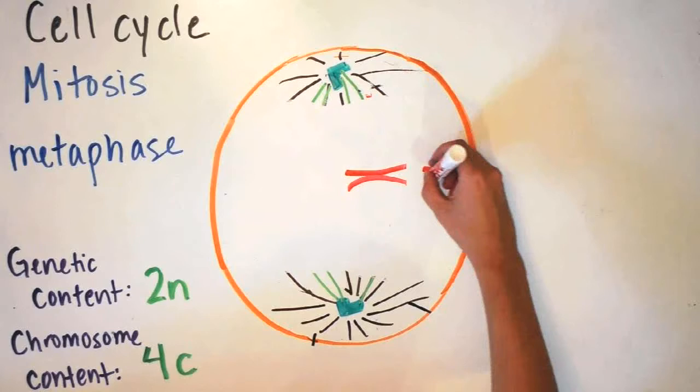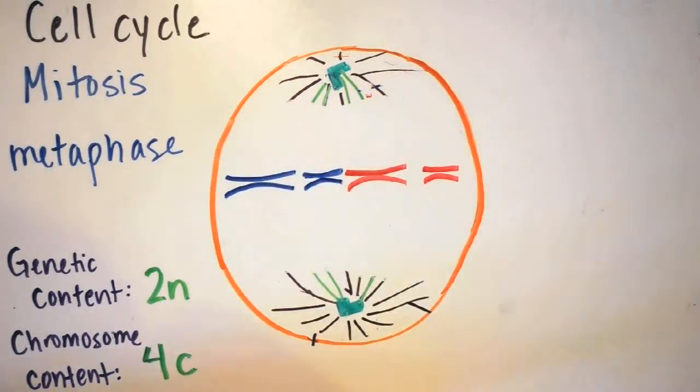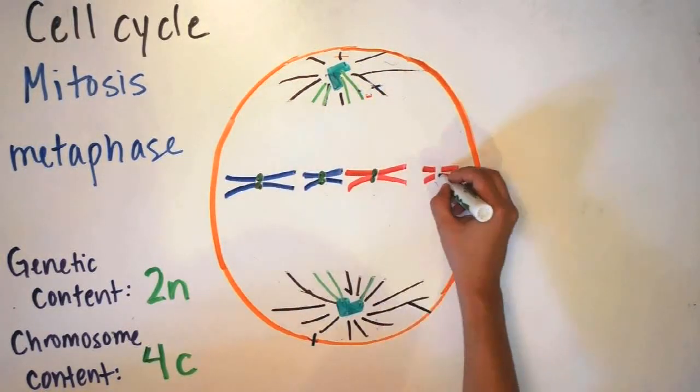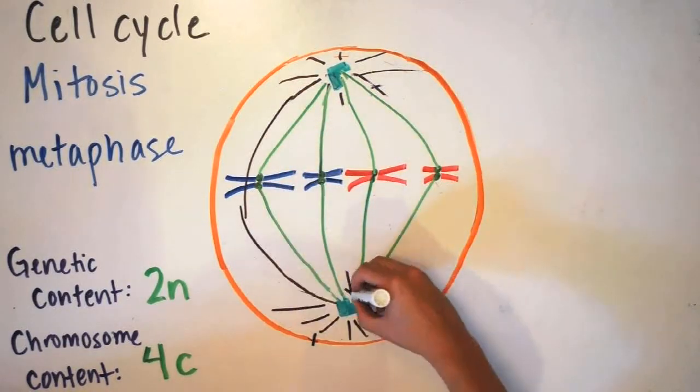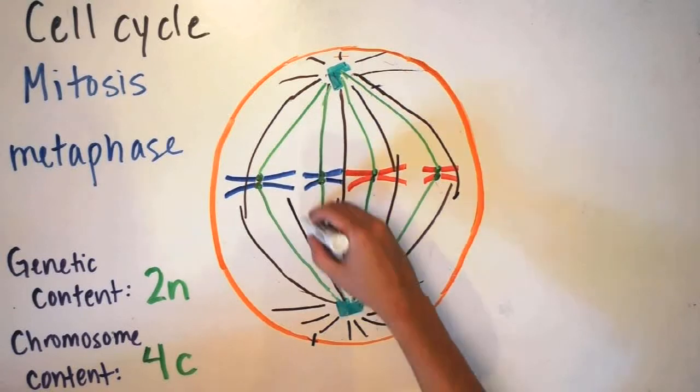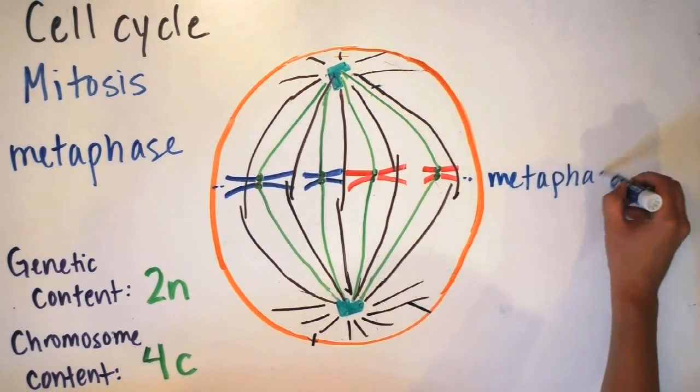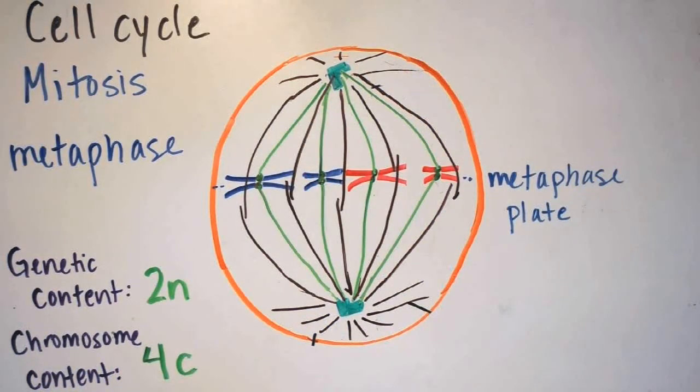In metaphase, the kinetochore microtubules from the spindle poles begin a tug-of-war with each pair of sister chromatids. The spindle poles are equally matched and eventually pull each pair of sister chromatids into alignment on the metaphase plate. The genetic content and the chromosome content remain the same.